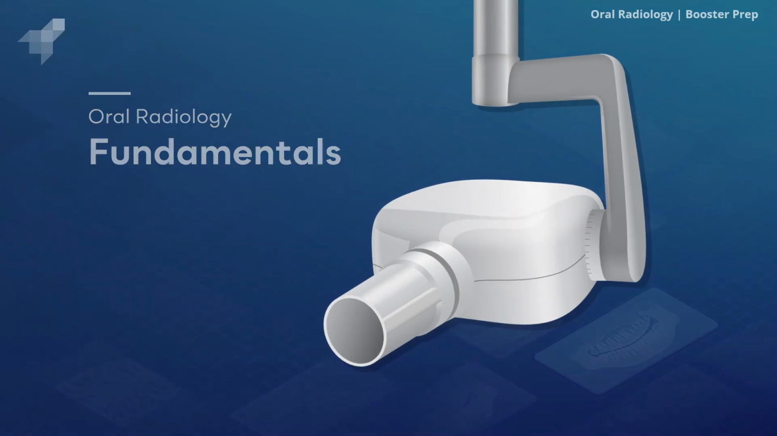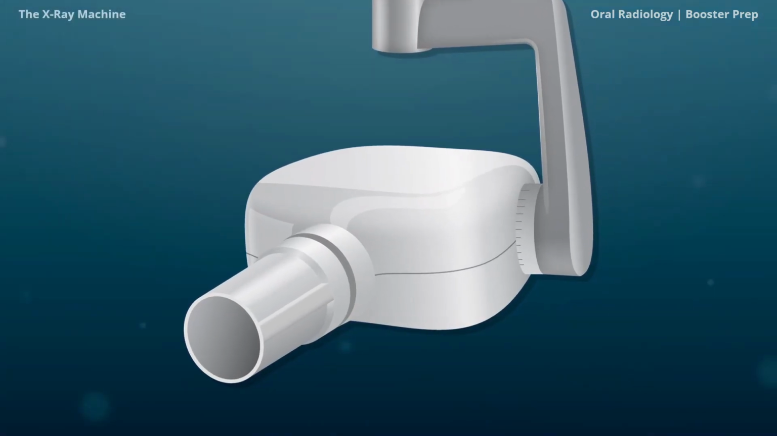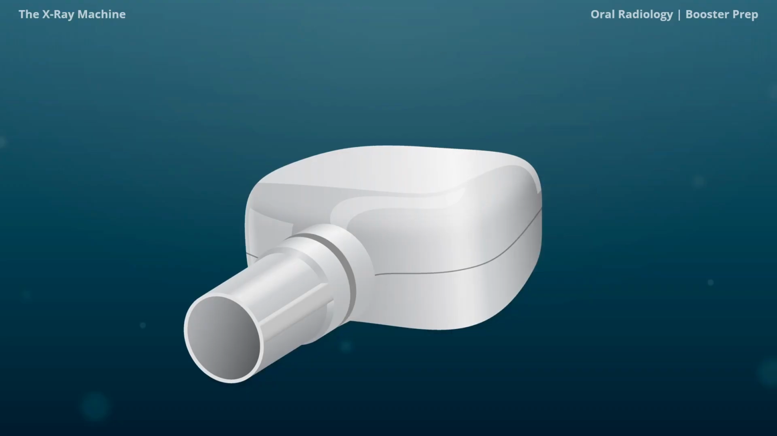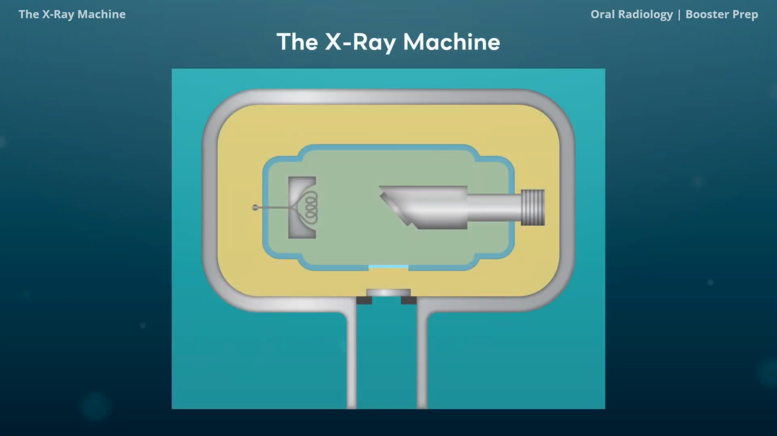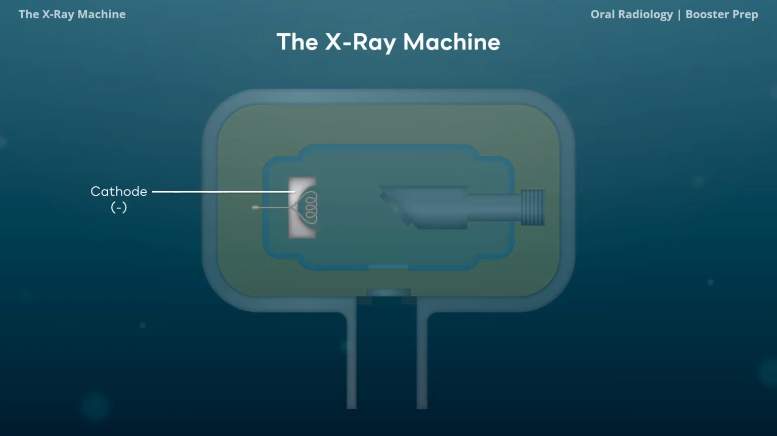Let's get started. Let's start by taking a look at the x-ray machine itself, and the main part we'll focus on is the tube head, and that's where the magic happens and the x-rays are actually produced. So inside the tube head, there are a few key players that make the whole thing work. First up, we've got the cathode, which creates the electrons. Then there's the anode, which takes those electrons and turns them into X-ray photons.